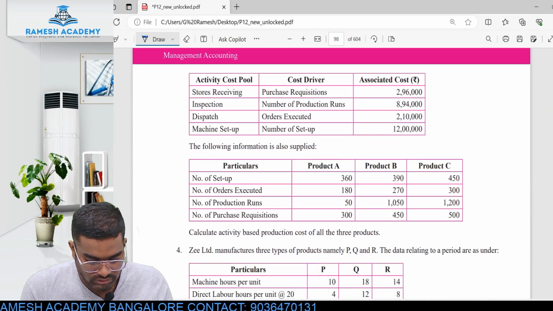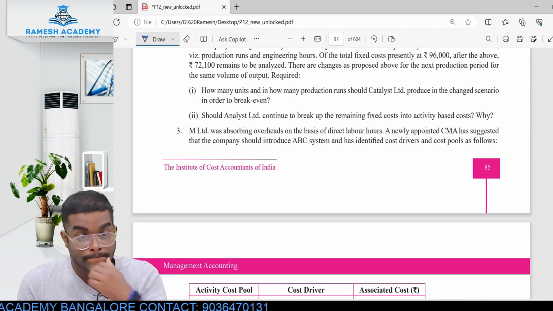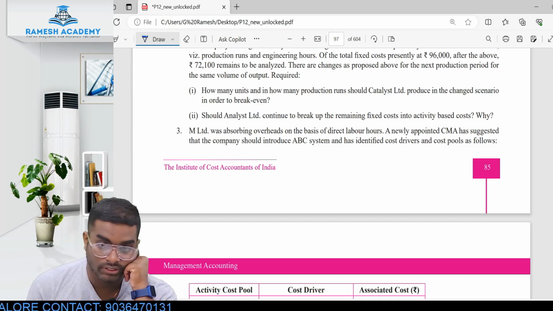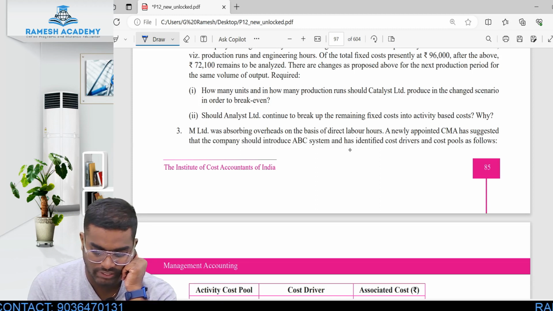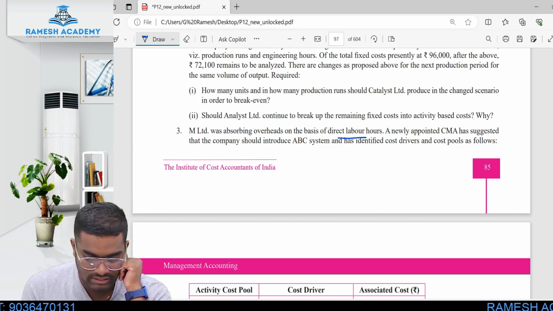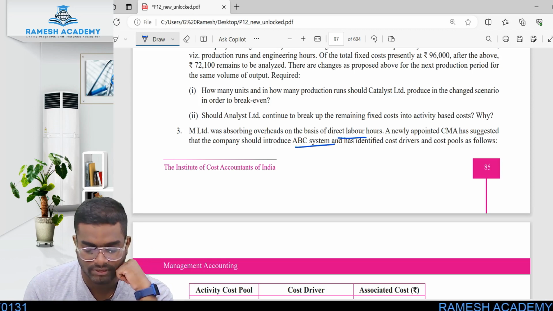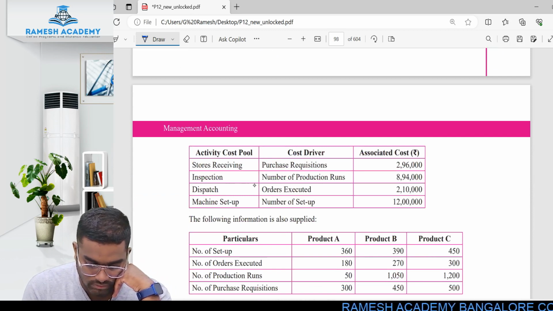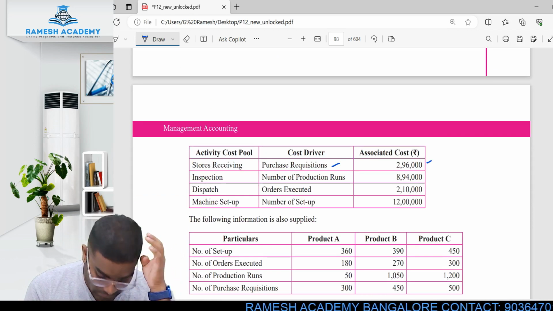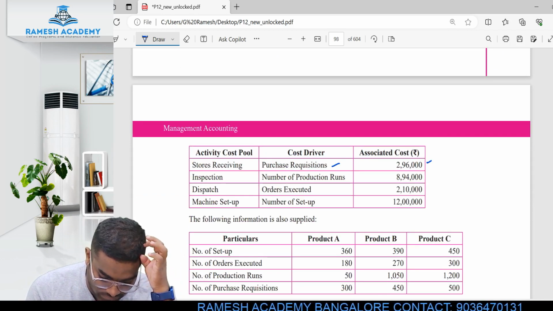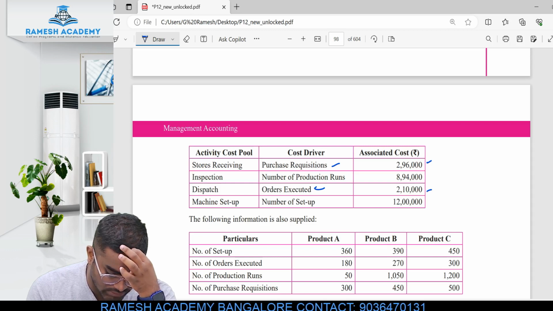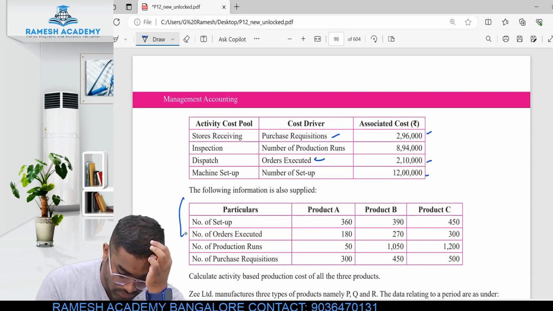So first we'll go with the concept-wise question. Illustration number 3. A very simple illustration which will test all the concepts of ABC. M Limited was absorbing overhead on the basis of direct labor hours. A newly appointed CMA has suggested that the company should use an ABC system, activity based costing, and has identified cost drivers and cost pools as follows. Stores receiving, the cost driver is purchase requisition and the associated cost is 2,96,000. Inspection, the cost driver is number of production runs and the cost is 8,94,000. Dispatch, orders executed, it is 2,10,000. Machine setup, it is number of setups and the cost is 12,00,000. So we have the cost drivers also.